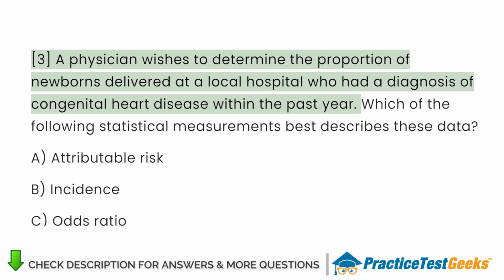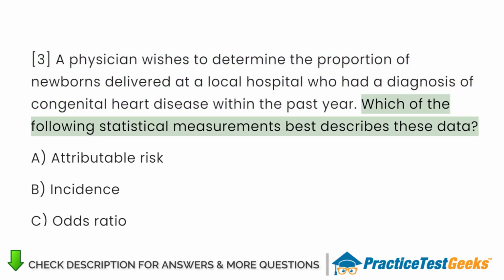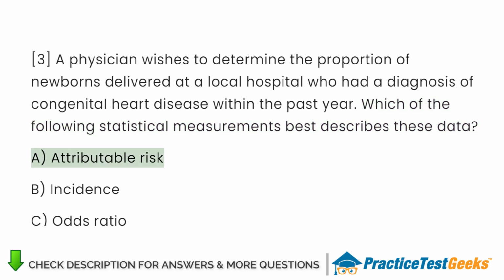A physician wishes to determine the proportion of newborns delivered at a local hospital who had a diagnosis of congenital heart disease within the past year. Which of the following statistical measurements best describes these data? A. Attributable risk. B. Incidence. C. Odds ratio.